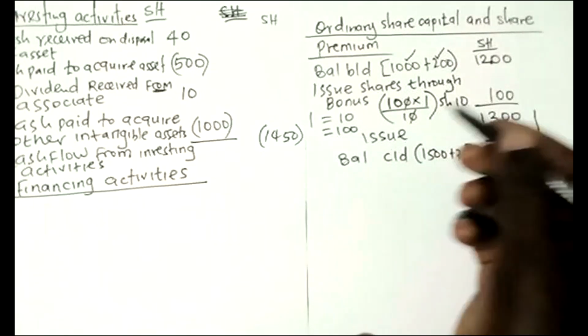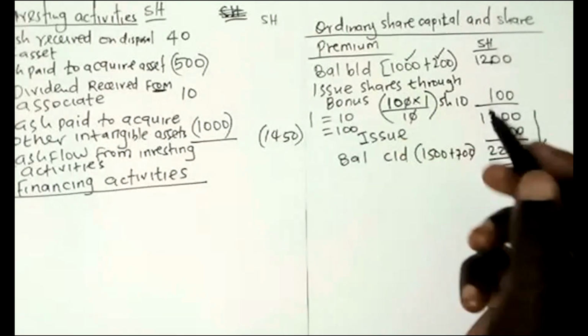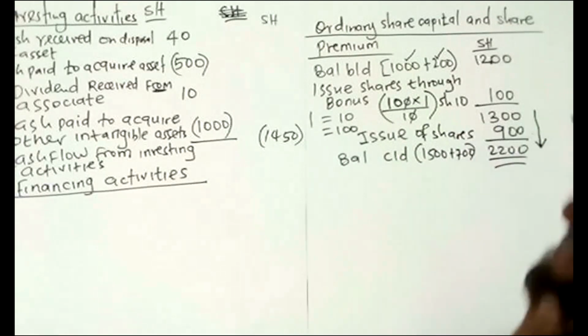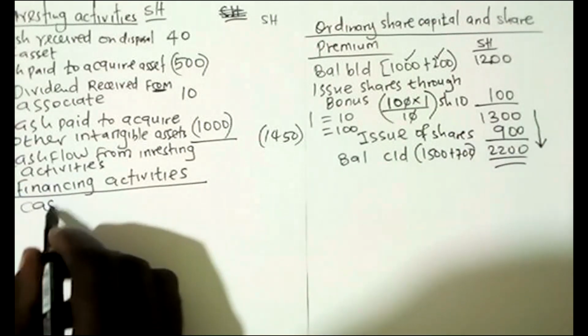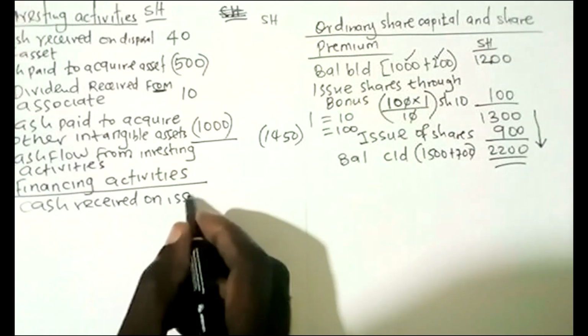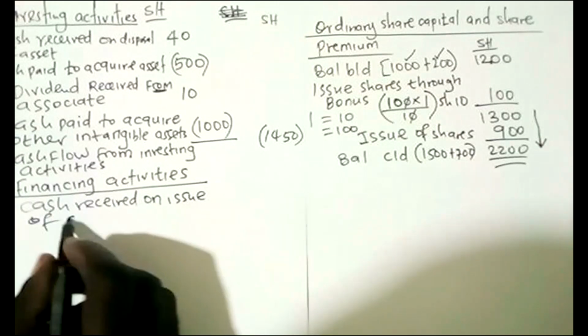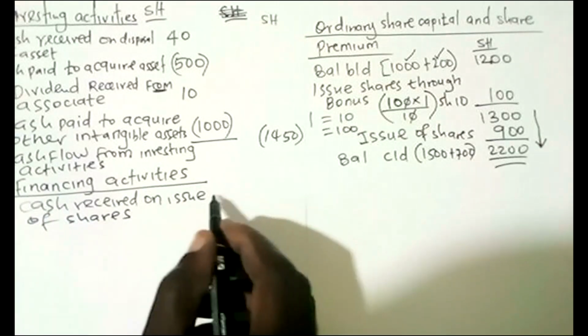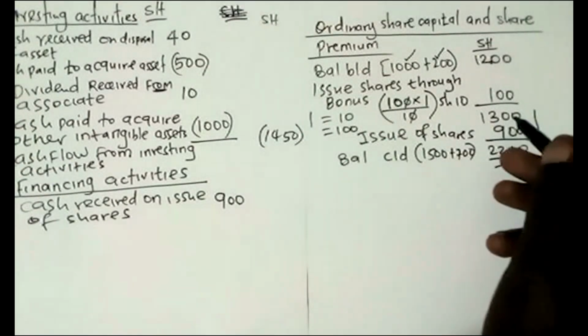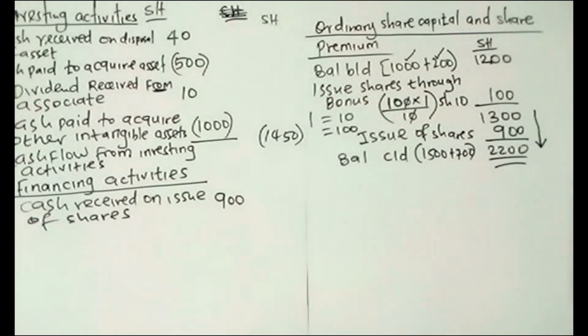You can only generate money here under this account through issue of shares. I will come here and say cash received on issue of shares, 900. If it was a reduction from 1,300 to 1,000, the difference of 300 could have been treated as cash paid on the redemption of shares.